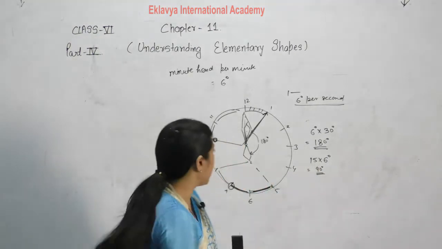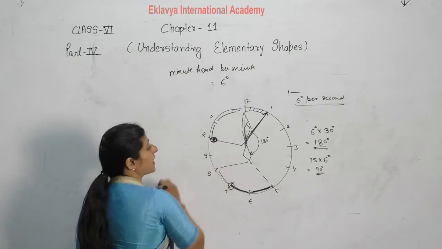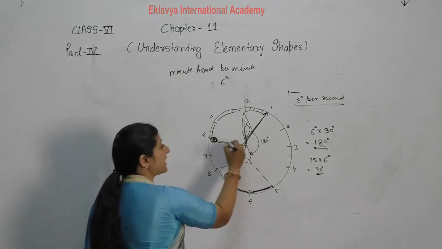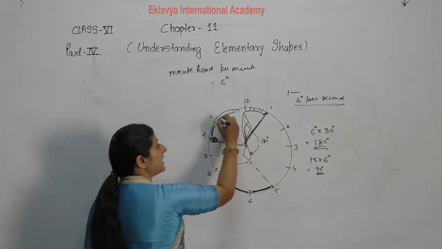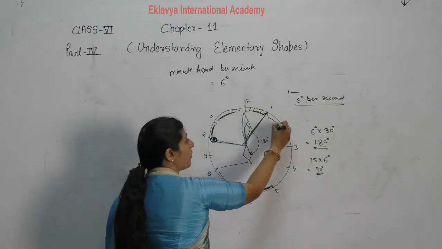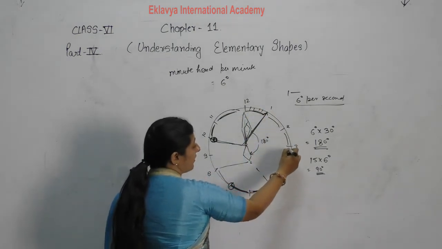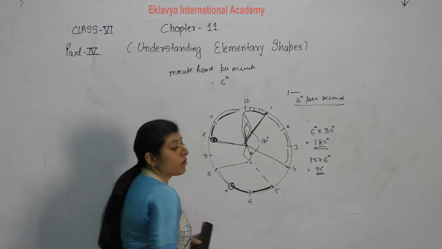180 डिग्री from 10 o'clock. 10 o'clock या आर एन 180 डिग्री ये आर एन बनाएगी. 180 डिग्री मीन्स 30, 60, 90, 120, 150, 180. It means 4 o'clock.